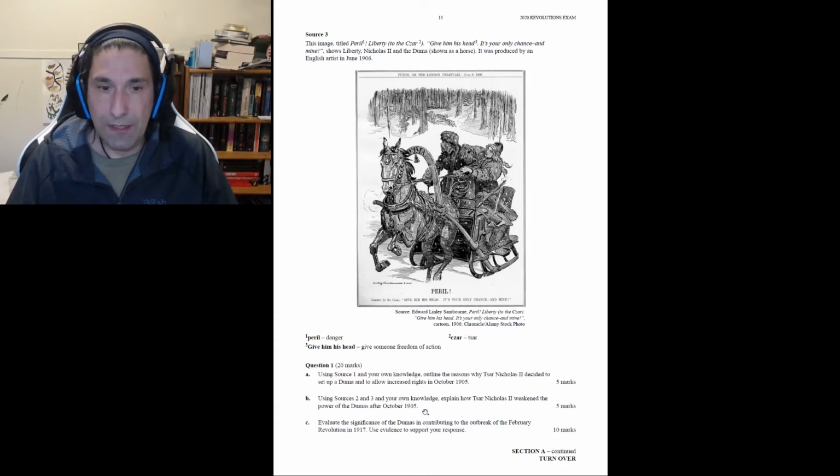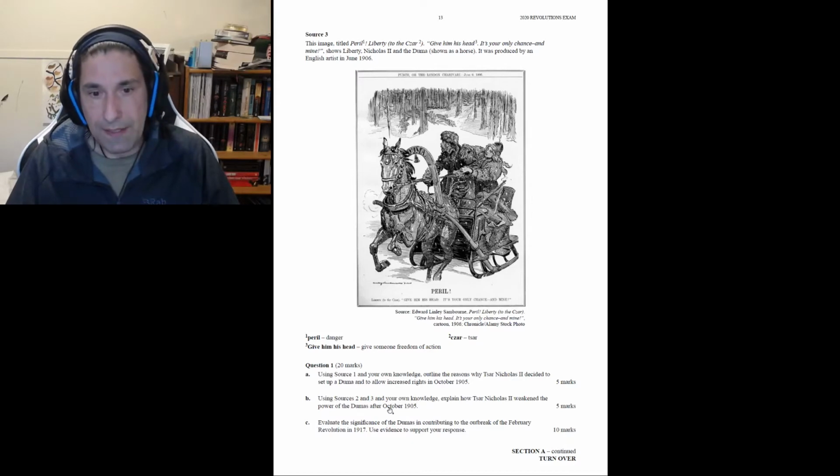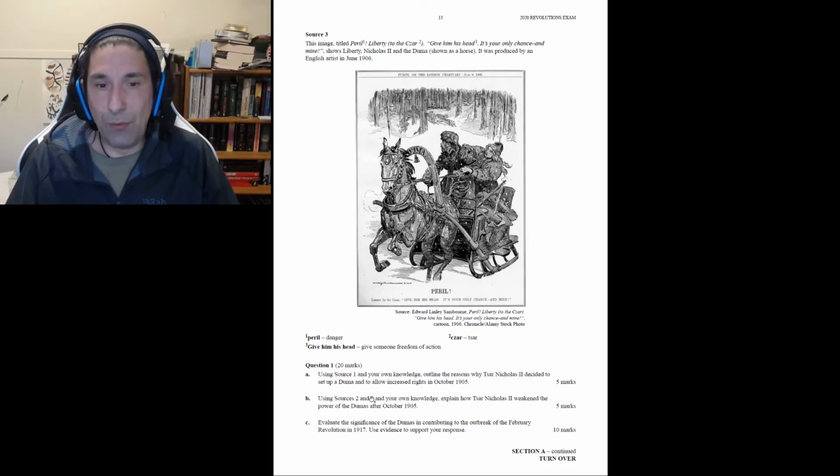Explain how it's weakened the power of the Dumas after October 1905. You can refer to that, and then how other ways that the powers of the Dumas were weakened. Well, this is after October 1905, so you could talk about some of the other things that occurred, some of the other policies that were put in place by the Tsar. For example, he dissolved the first Duma, he dissolved the second Duma, he dissolved the third Duma. So that's weakening the Dumas right there and then.